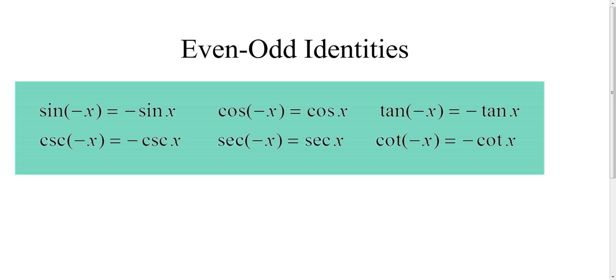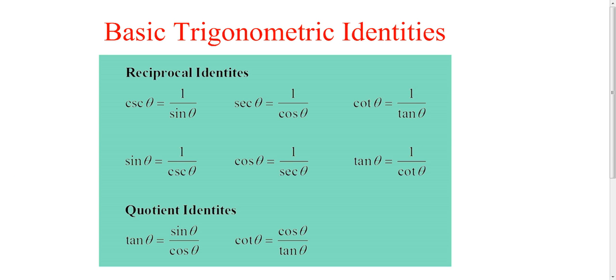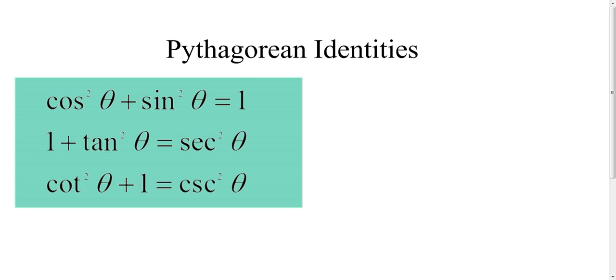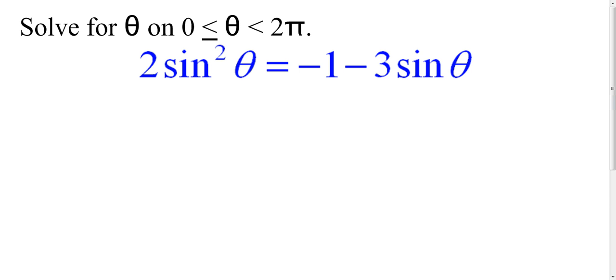All right. And then I just want you to remember some even and odd properties, which we'll talk about in a minute. And some reciprocal identities are helpful. You've got those on your formula sheet, and we'll refer to those in a minute. And then, of course, the Pythagorean identities are helpful also.